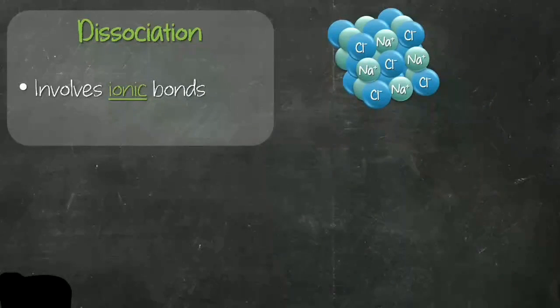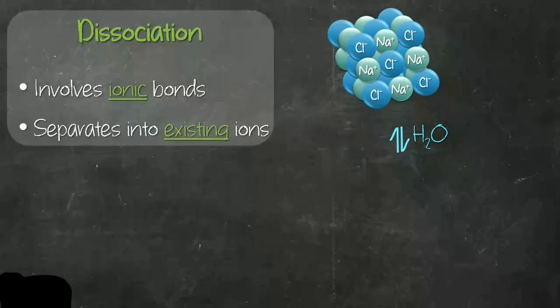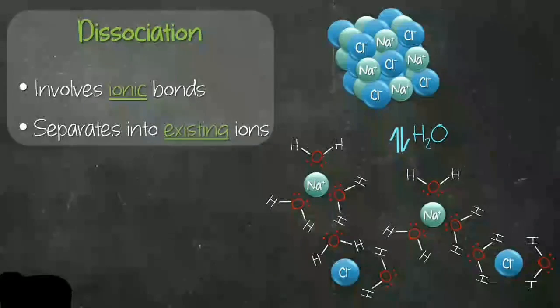The attraction between Na+ and Cl- ions forms the ionic bond. When NaCl is added to water, it separates into its existing ions, which are Na+ and Cl- ions. Water molecules will orient themselves accordingly to surround these Na+ cations and Cl- anions.